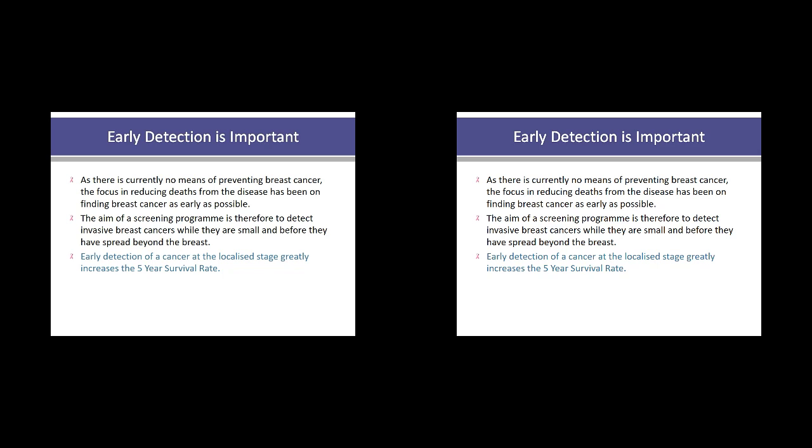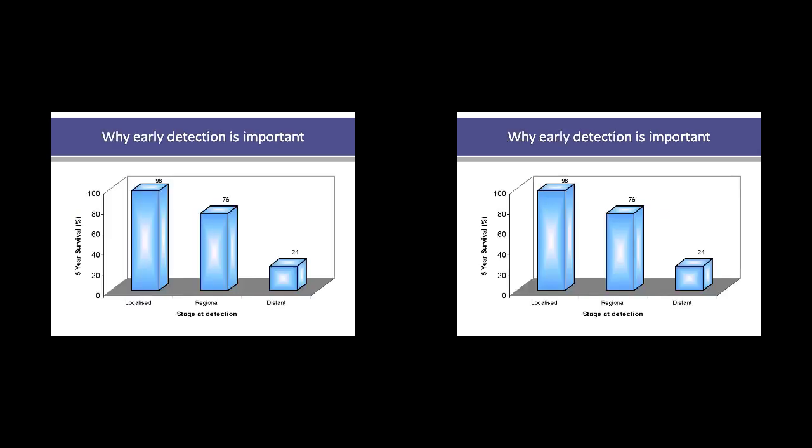There's currently no means of preventing breast cancer, and I'd be very surprised if there ever was, to be honest. So really what we need to do is put our focus on reducing deaths from the disease. And the way we've done that then has been on finding breast cancer as early as possible. So the aim of a screening program is to detect invasive breast cancers while they are small and before they've spread beyond the breast. And if we're able to do that, then early detection of cancer at the localized stage greatly increases the 5-year survival rate. So this chart just shows why early detection is so important then.